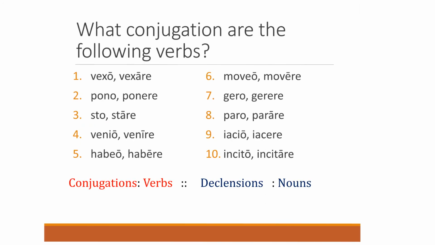At this point, what I want you to do, discipuli, is to identify the conjugation of these 10 verbs based on their first 2 principal parts, that is the first person present and the infinitive. So let's take number 1, vexo, vexare, to annoy. What conjugation does this belong to? And where we look for that is the vowel in the middle of the infinitive. Vexare. What conjugation does that belong to? And remember that conjugations go in alphabetical order.